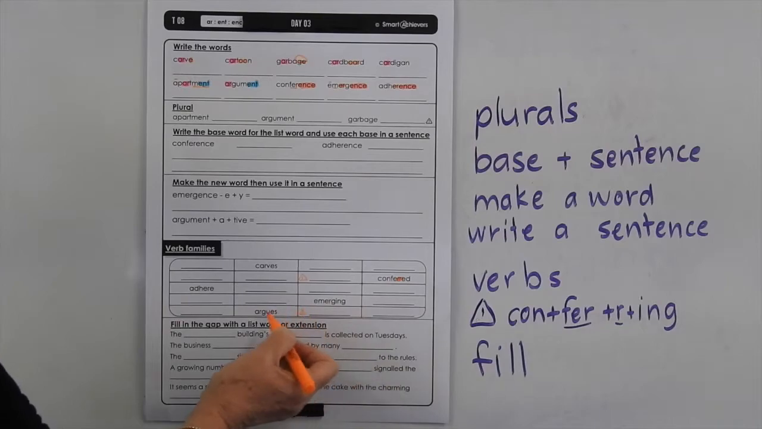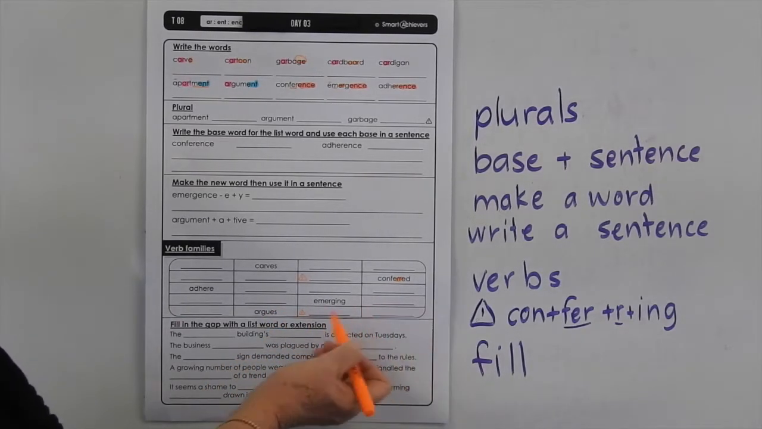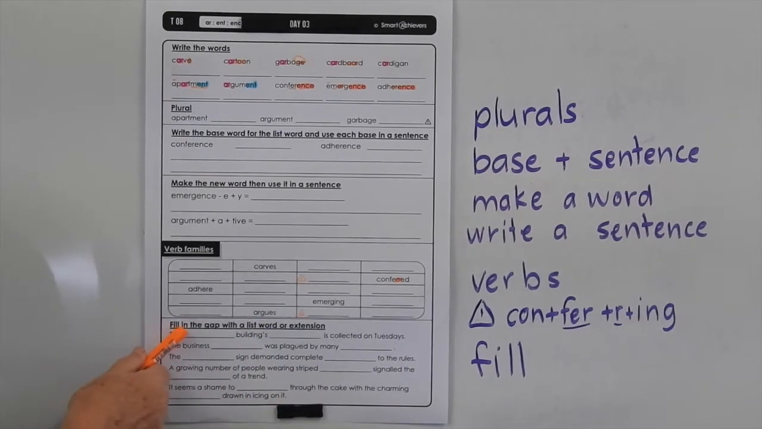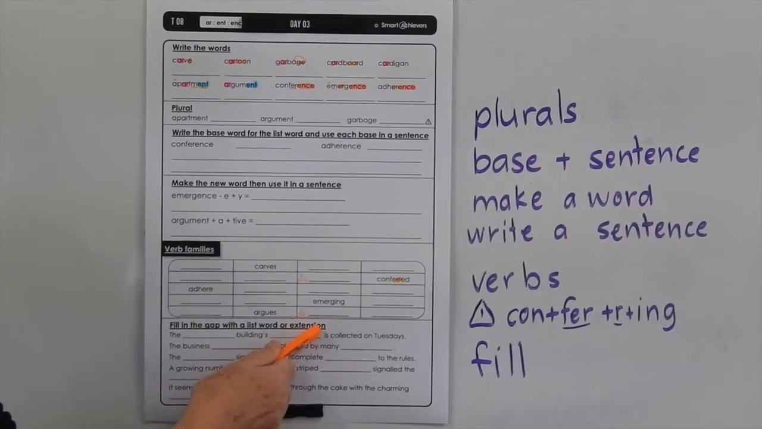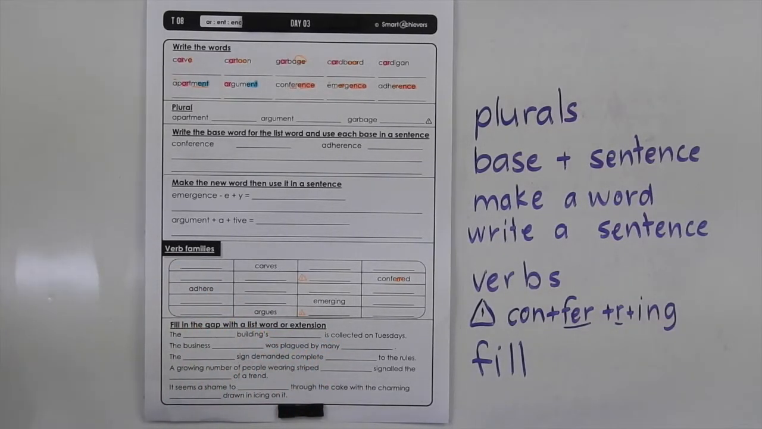Now if you've already got an E on the end of argue and you've got to add ED, you only need to add the D because the E's already there. Fill in the gap word with the list word or extension, that should be quite easy for you. So just check each other's answers to make sure that you're completing those correctly.